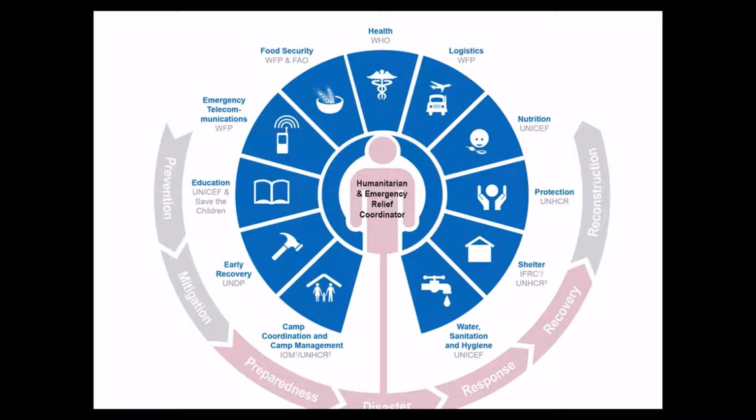There are currently 11 clusters. You can see that on the graph here. And there are a number of AORs under the protection cluster, which we'll talk about in a minute. Clusters provide a clear point of contact and are accountable for ensuring adequate and appropriate humanitarian assistance. Clusters create partnership among international humanitarian actors, national and local authorities, and civil society. The cluster approach was applied for the first time during the response to the Pakistan earthquake in 2005, but it's been used since then in well over 30 humanitarian emergencies.